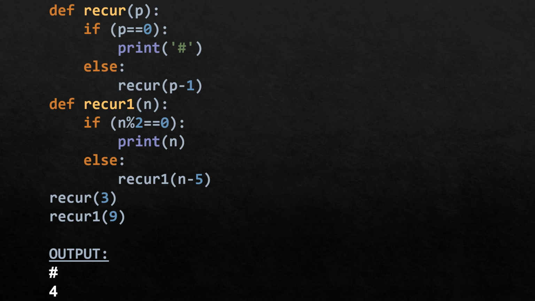And second, the recur1 function is called with a value, let's say 9. Now it will check for the if part. 9 is not divisible by 2, so it will go to the else part. And recur1 is called with new value n minus 5, that is 9 minus 5, which is 4. Now it is satisfying the if condition. 4 % 2 is 0, so it will print the value 4.